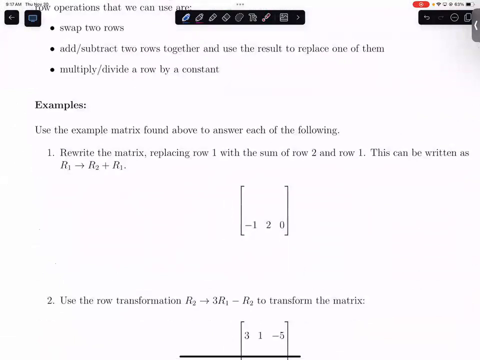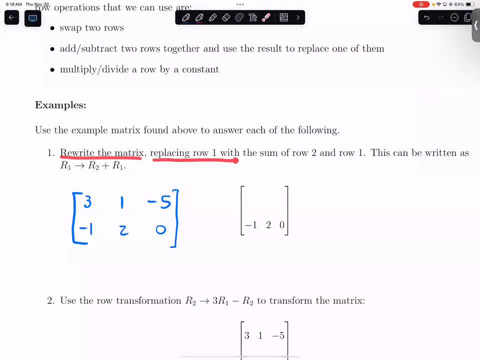3, 1, -5, and -1, 2, 0. What we're going to do is rewrite it, replacing row 1 with the sum of row 2 and row 1. So the notation that we use to indicate a row operation like that looks like this. I'm going to replace row 1 with row 2 plus row 1. So I'm going to find the sum of those. I'm going to add them together, and I'm going to use that to replace row 1.